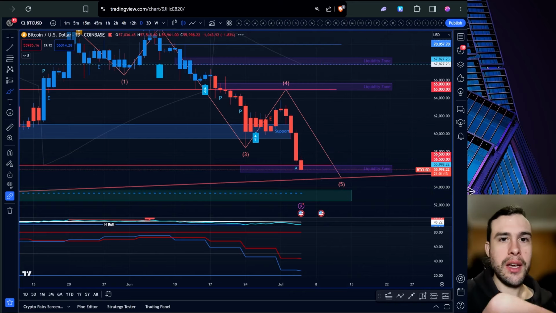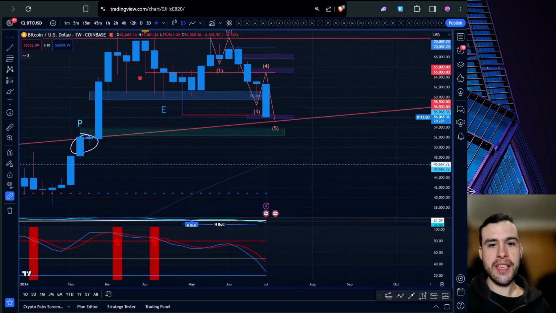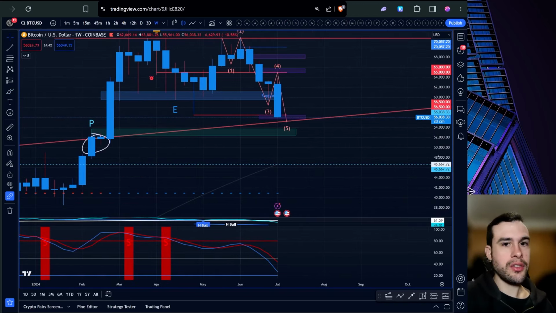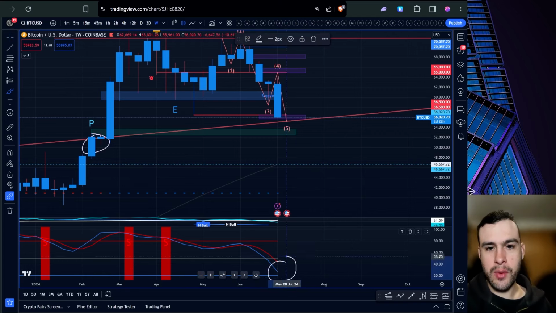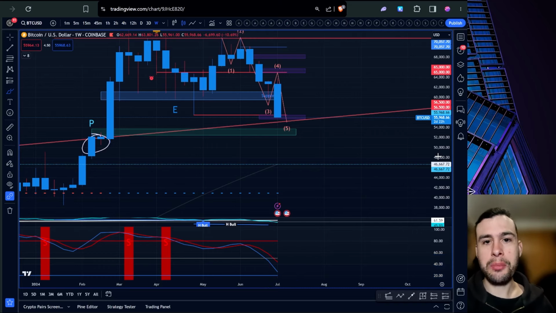Another thing I'm looking at as well, if we have a look at the weekly of this very same chart, we can see the stochastic is being reset. So next week, when the weekly candle closes, this right here, this stochastic, not stochastic RSI as everyone talks about, the actual stochastic, will be all the way at the bottom in the buy zone.